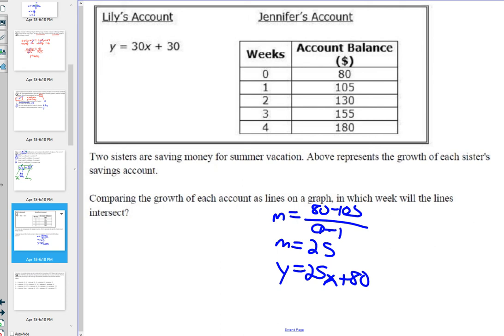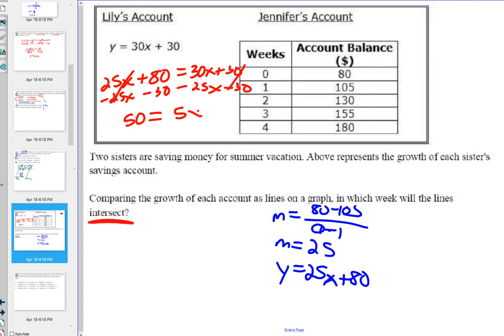And then if you just make them equal to each other, this is kind of what we did on that problem with the pages. You're looking for the break-even point. You want to know when will the lines intersect? When are they equal? 25x plus 80 equals 30x plus 30. Minus 25x, minus 25x. All the x's go to the right. Minus 30, minus 30.